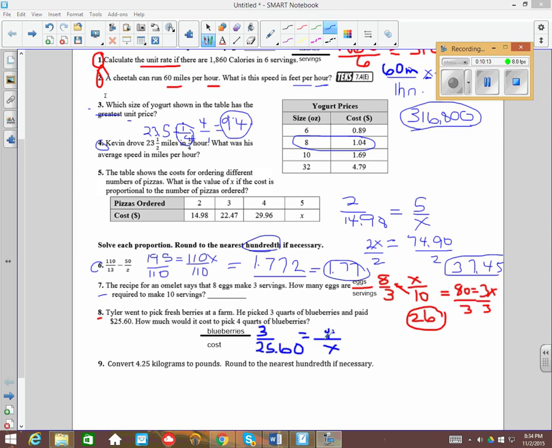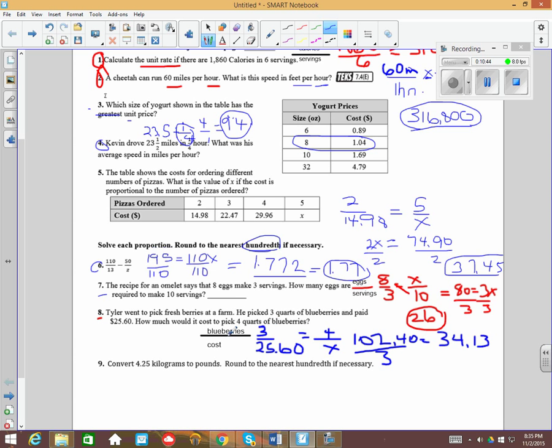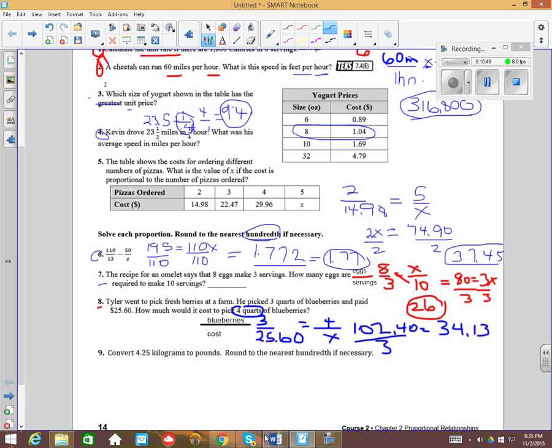So you do the cross product, 4 times 25.60, and that will give you $102.40. Then, of course, you cross multiply: 3 times x is 3x, and you divide by 3. So when you divide $102.40 by 3, you get $34.13. So that's how much it costs to pick 4 quarts of blueberries.